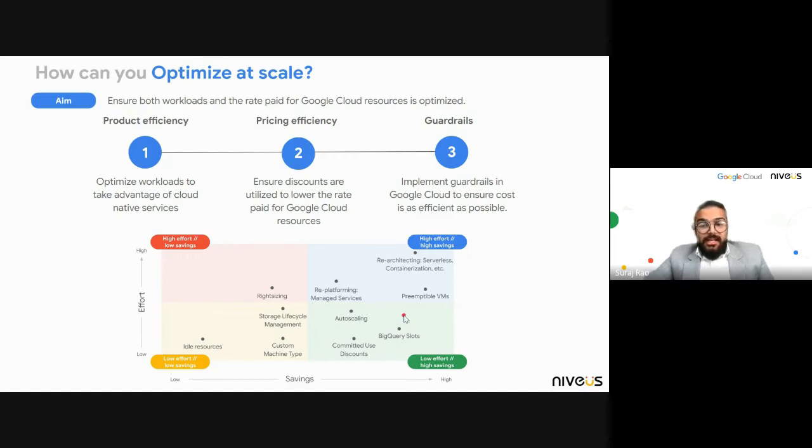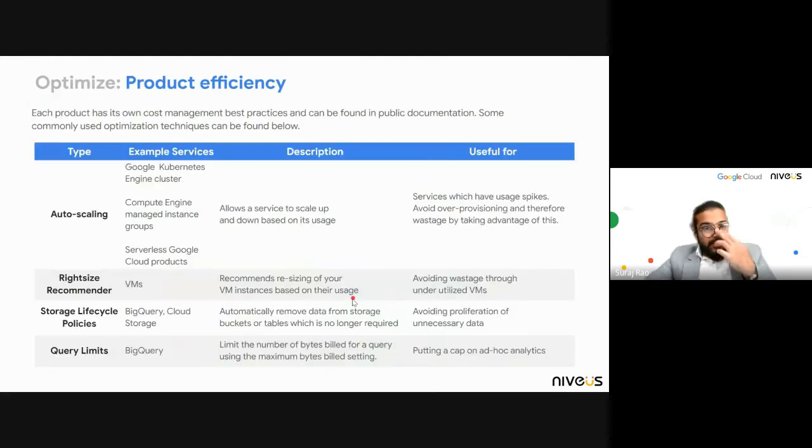Also the preemptible machines, re-architecting, shifting from unmanaged hosting to a serverless containerization approach, right? And also making best use of managed services as well. So when we look at product efficiency, it is very important to know how the pricing structure is done for each of these resources, and then look at the optimization, right? So if you want to have your application auto-scale, look for the Kubernetes services, look for the managed instance group so that it will scale up and down depending on your resources, so that you don't end up manually scaling or manually deploying the resources, which might increase the cost, right? And again, Google has a very good Recommender tool, right?